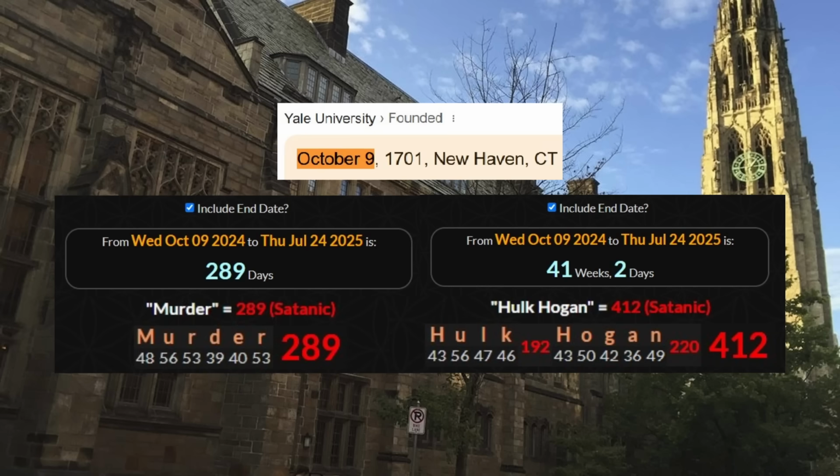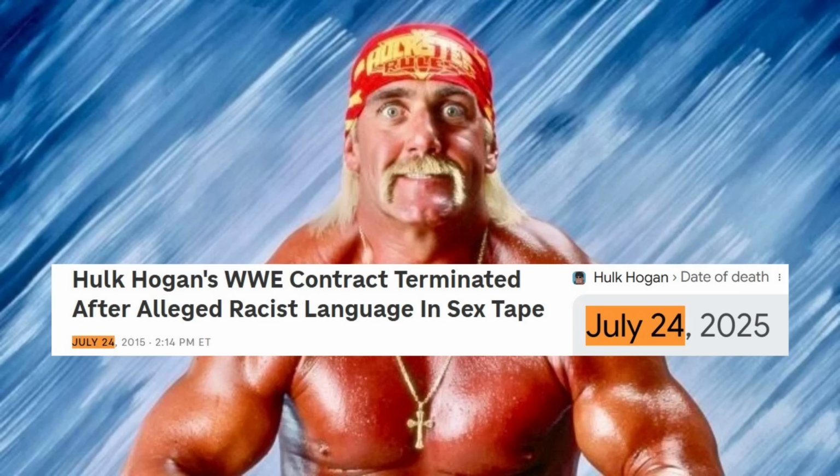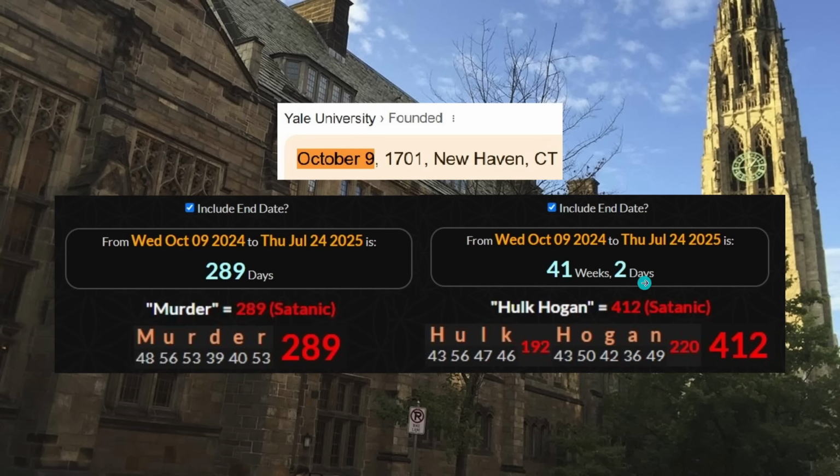Well, come on, man. Right? Because even the day that he died, July 24th, the day that his rituals occur. Hulk Hogan's WWE contract was terminated after alleged racist language and a sex tape, and that occurred on July 24th. He ended up dying on that same day 10 years later. Right? And then look at the time that the article was written, 2:14, the reflection of 412. Come on, man. That's all these folks doing. Clockwork.